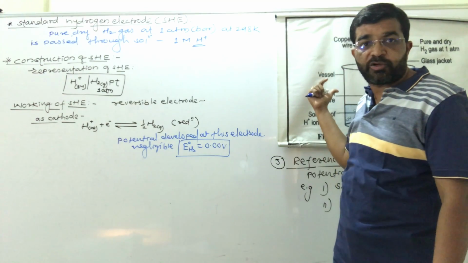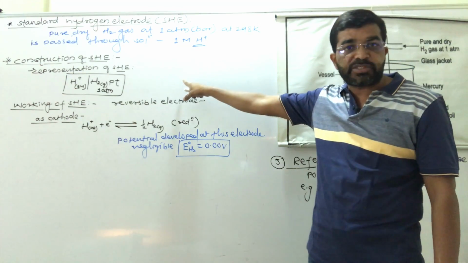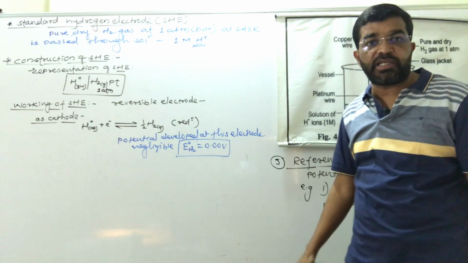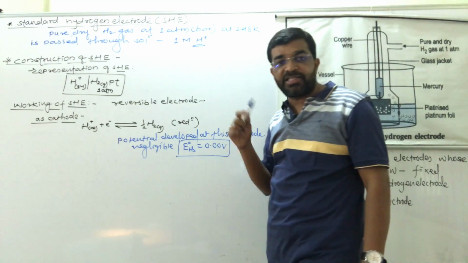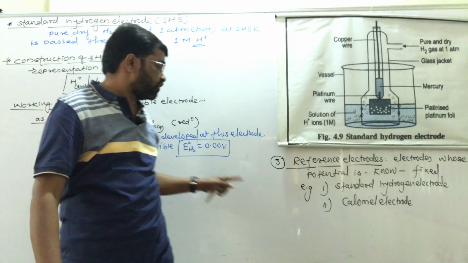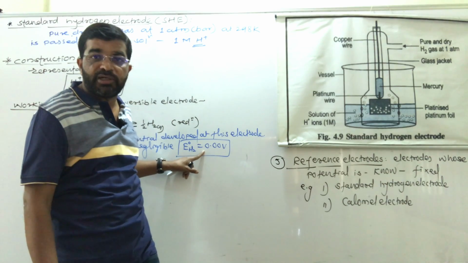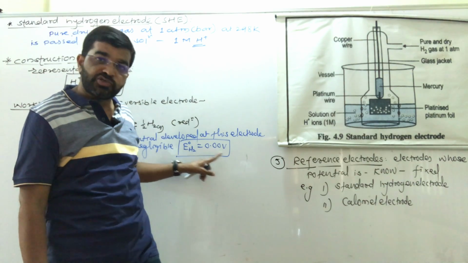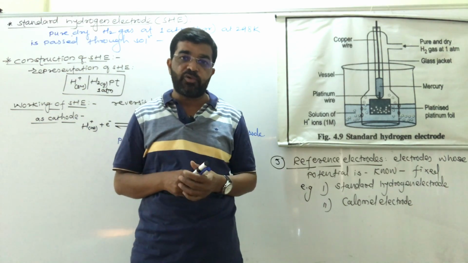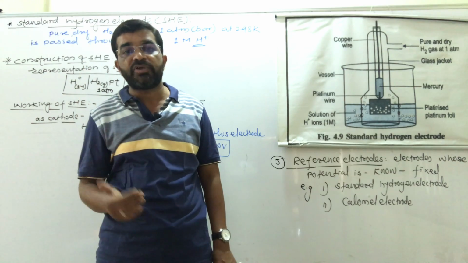This is nothing but the construction of the standard hydrogen electrode, then the representation of the standard hydrogen electrode, and the working of the standard hydrogen electrode. So you don't forget, at this electrode negligible potential is developed. So this electrode has potential taken arbitrarily as fixed 0 volt. So the standard hydrogen electrode is a reference electrode.